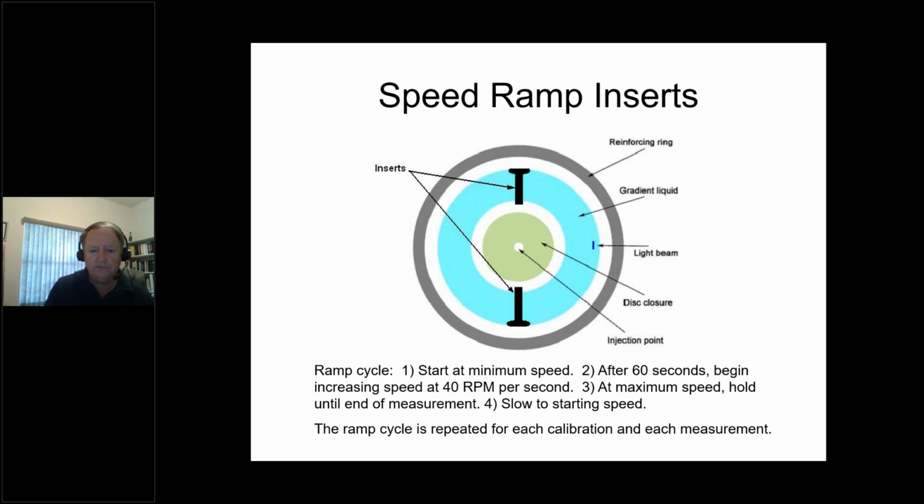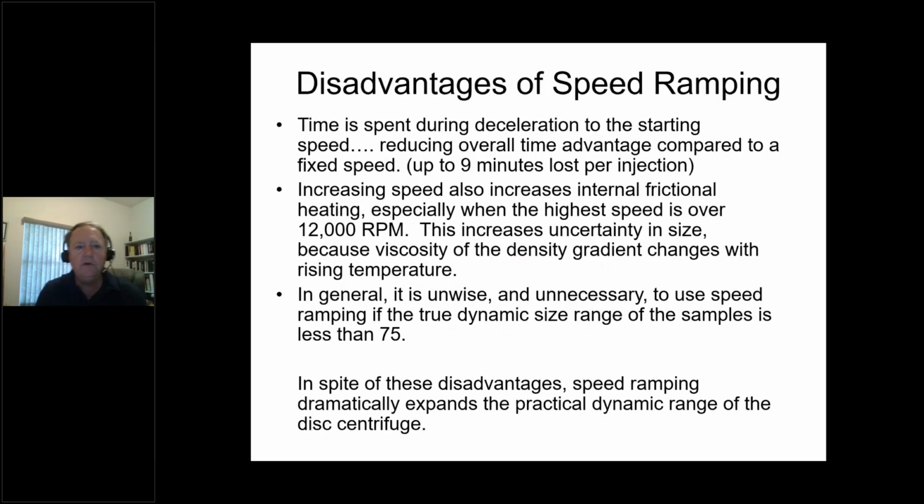There's a cycle: you start at a minimum speed, collect data for 60 seconds at that minimum speed, and then gradually increase the speed at approximately 40 RPM per second. And when you reach the maximum speed, you hold until the end of the measurement, and finally slow back to start again. So there's a ramp cycle that's repeated for each calibration and each measurement of samples. Okay, the disadvantages of speed ramping are that you have to spend the time to slow the disc back down to the starting speed, and that costs you time.